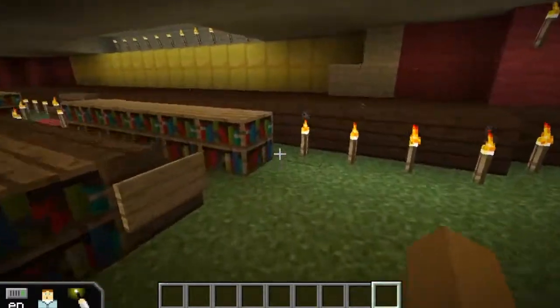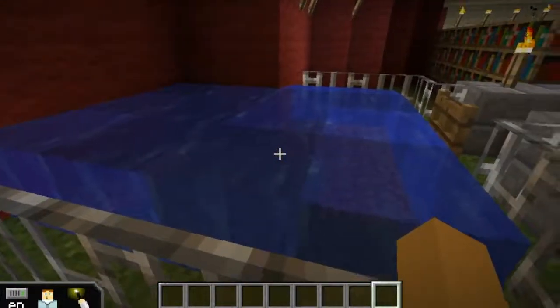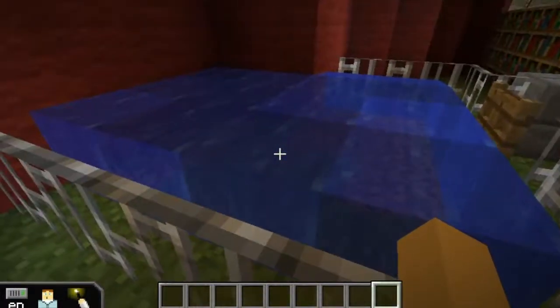Here's the water where they will baptize the Indians, and on this stage the missionaries will pray.